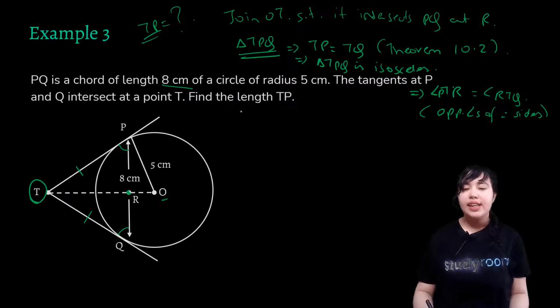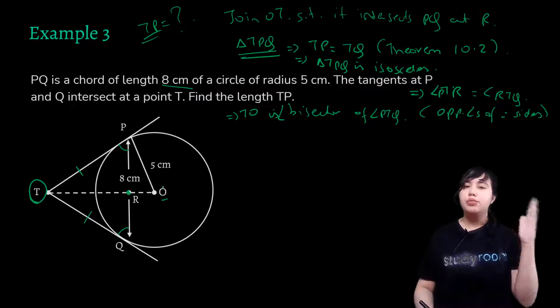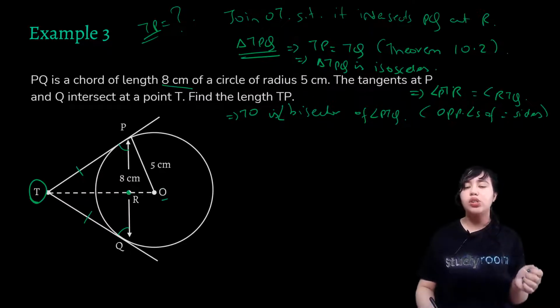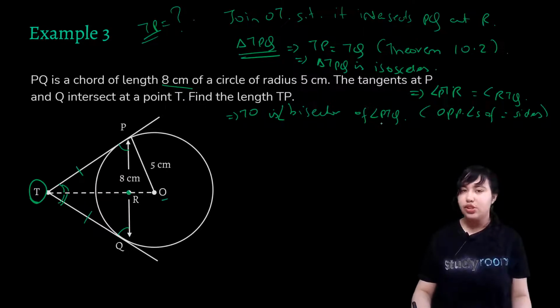So again we can say that this TO is the angular bisector of angle PTQ. We saw that through theorem 10.2 only, when I was giving you some special remarks over there, that TO is the angular bisector of angle PTQ. These 2 angles we proved to be equal by CPCT. We basically proved the 2 triangles congruent, and then we say that corresponding angles are equal. So TO is the angular bisector of angle PTQ. You can say this is also coming from theorem 10.2.